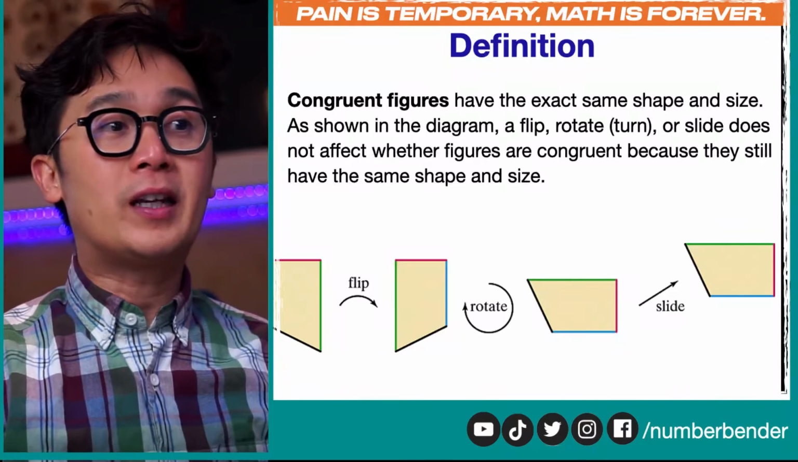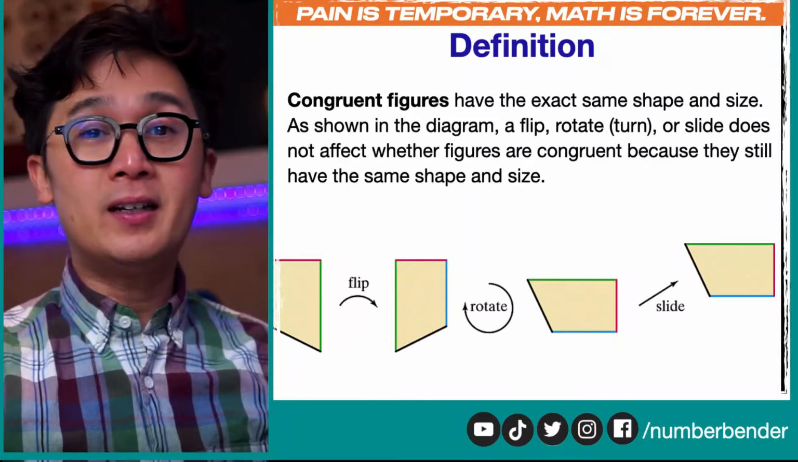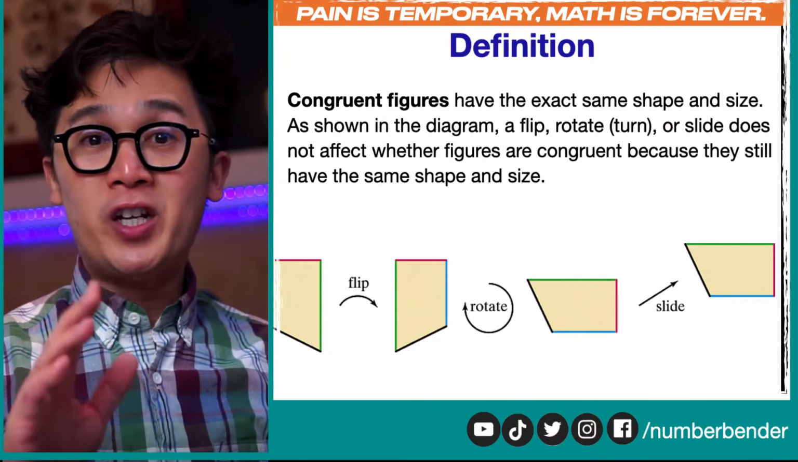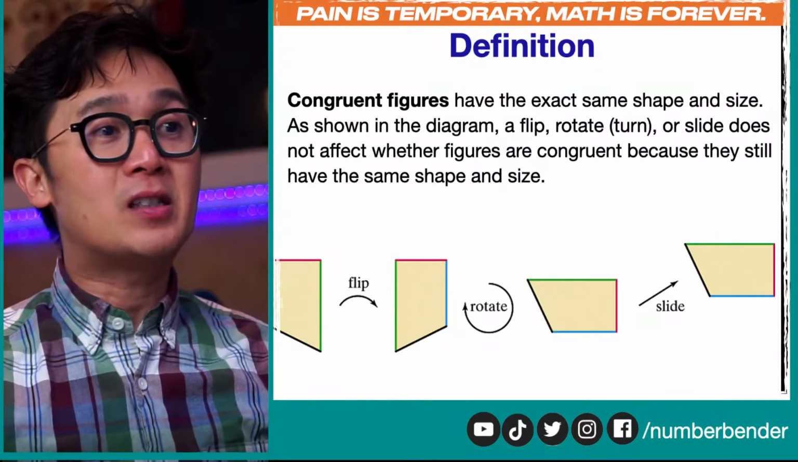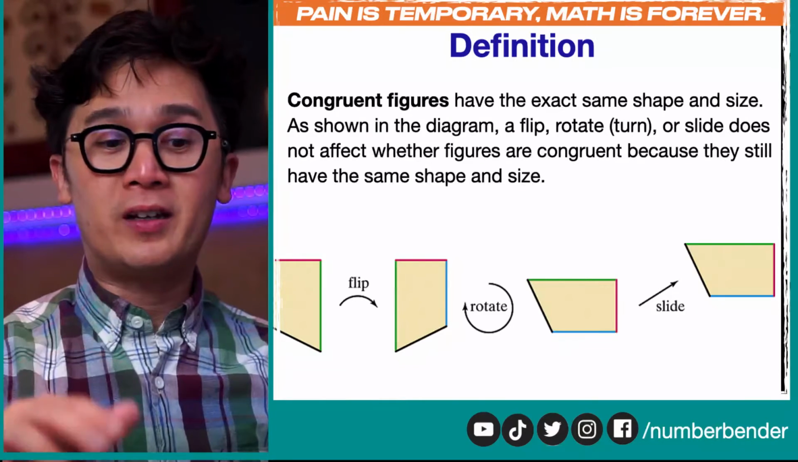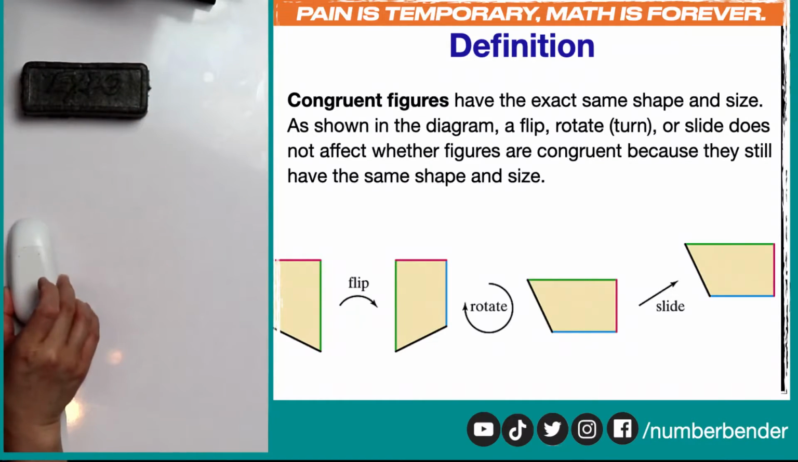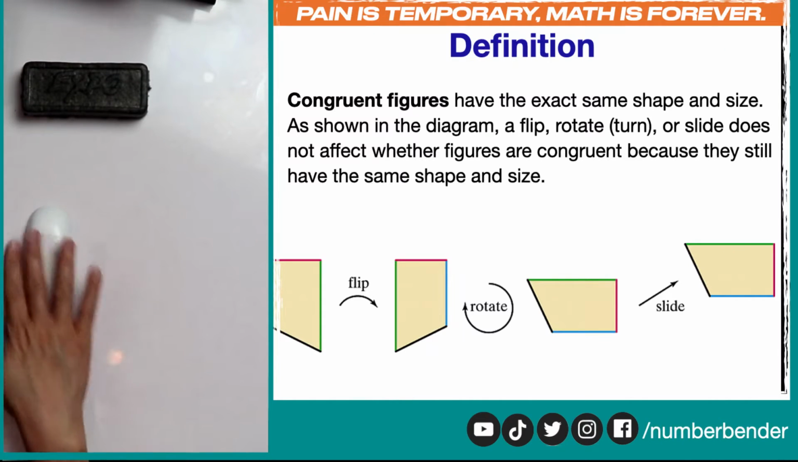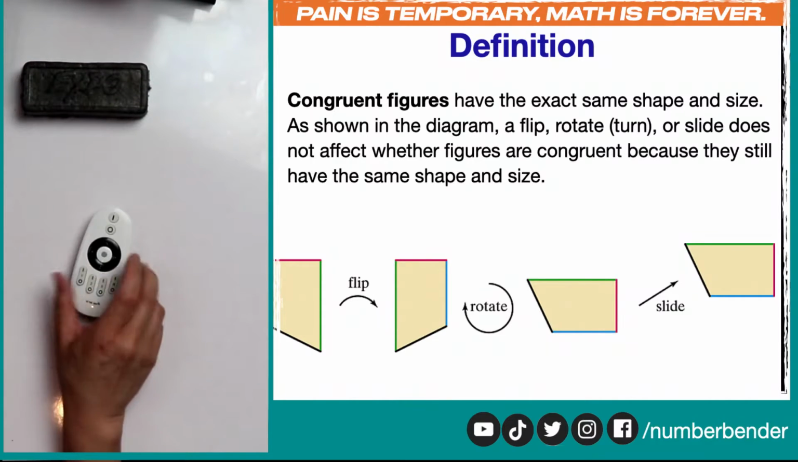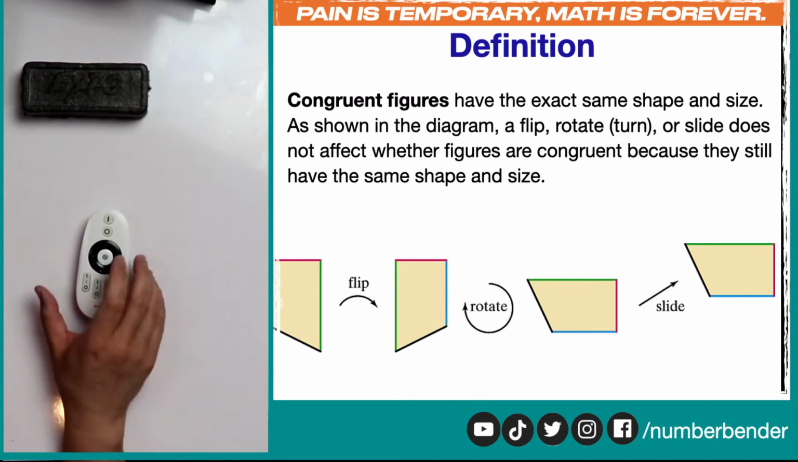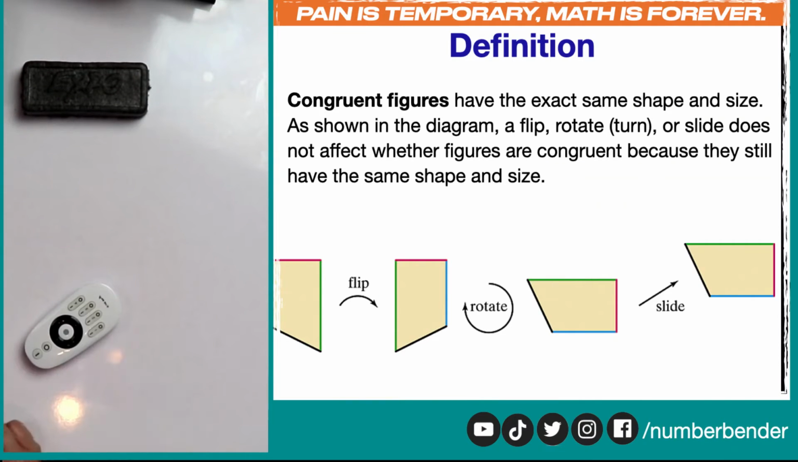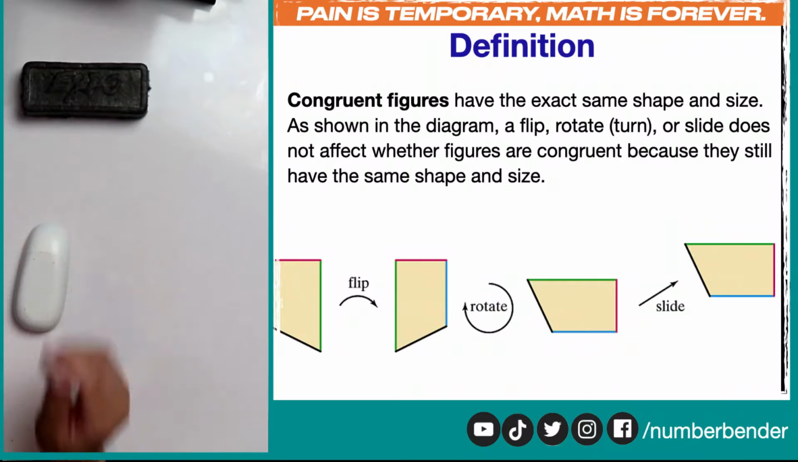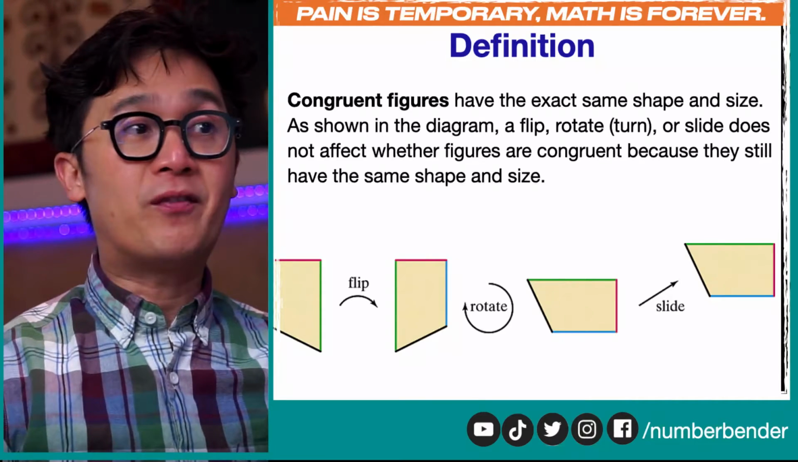and as shown in the diagram that you are seeing right now, even if you flip, rotate, or slide the figure, its shape does not change, and the figures will stay congruent because they still have the same shape and size even though you move them around. Let's say this is our geometric figure. If you flip it, the shape will still be the same, its measurement will still be the same, even if we rotate it and even if we slide it down, the shape is still going to be the same as the original shape, because of our definition of congruency. So that's basically how we define congruency.